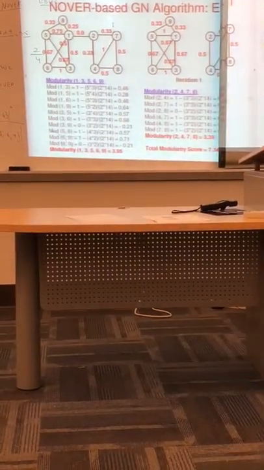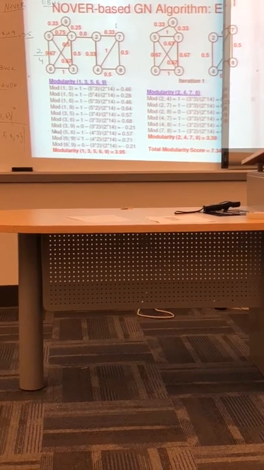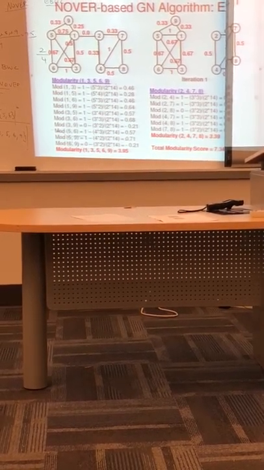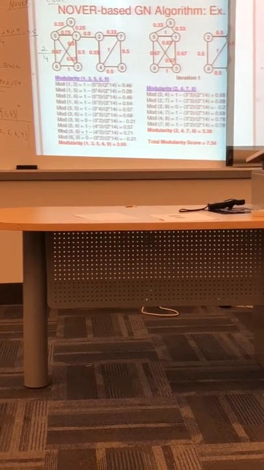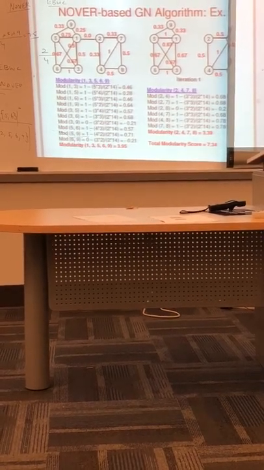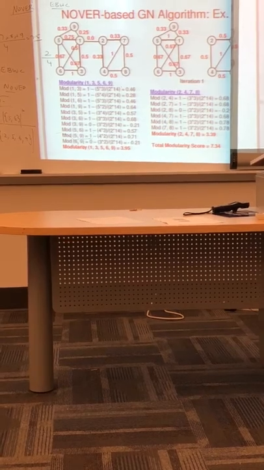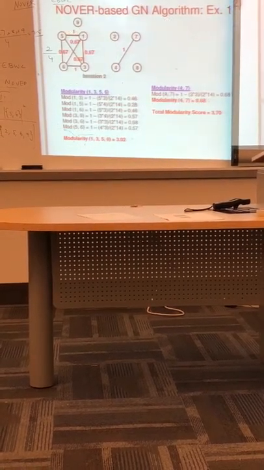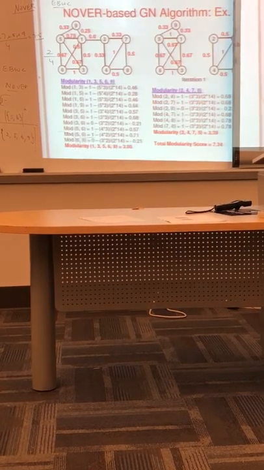So again, compute all the pairwise modularity scores. Find the modularity score for each community. And the sum is going to be 7.34. You all know how to do this, right? Find the modularity scores. So now we need to decide whether to proceed further.